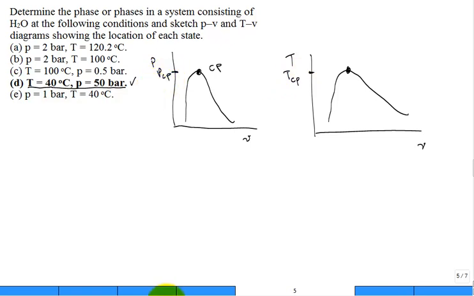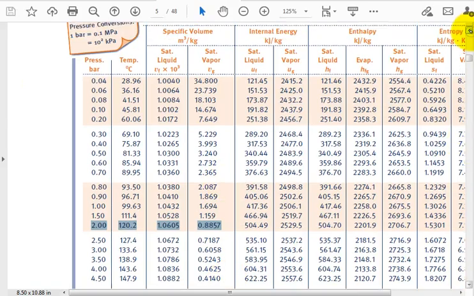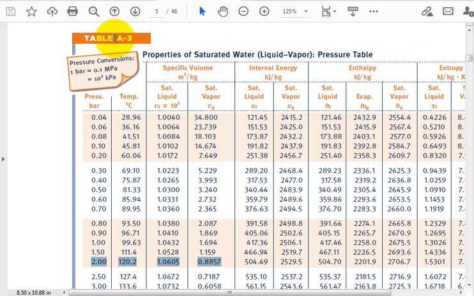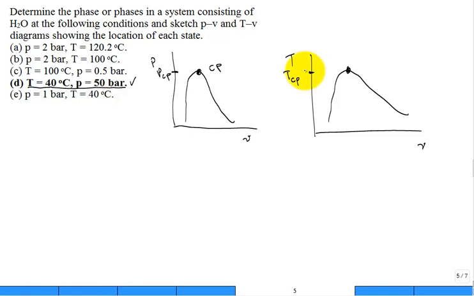Well, if we go to our steam tables, it's either in table A2 or A3, it really doesn't matter. It's the last entry at the very bottom. It's right here. That is our pressure and temperature of our critical point. That's the highest, it's the peak of the dome, and above that point you don't have a distinct phase change anymore. It's supercritical.